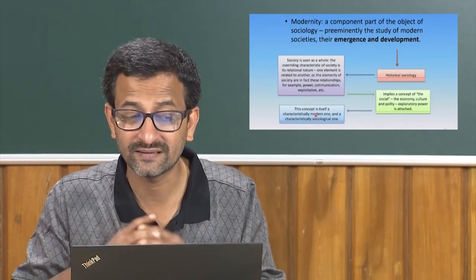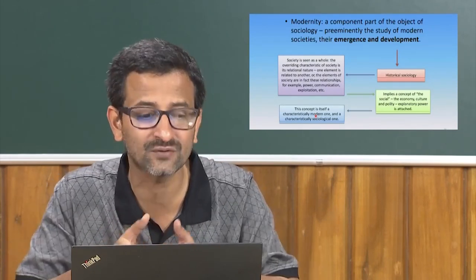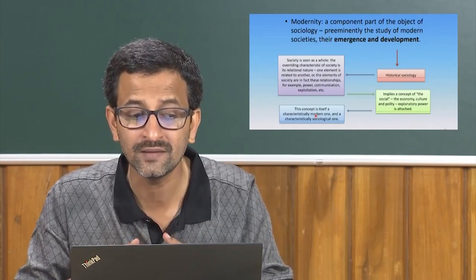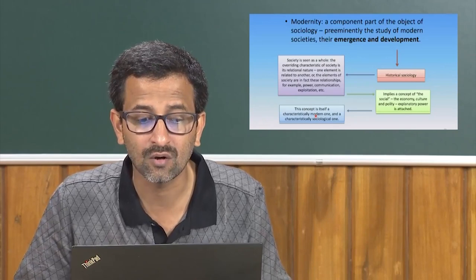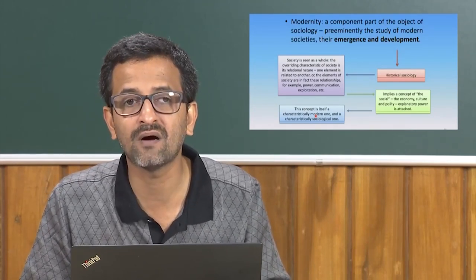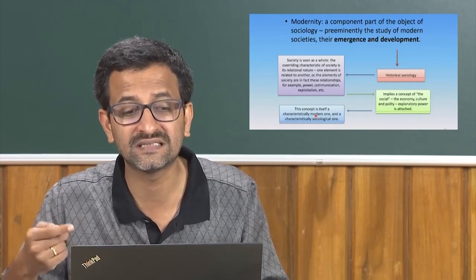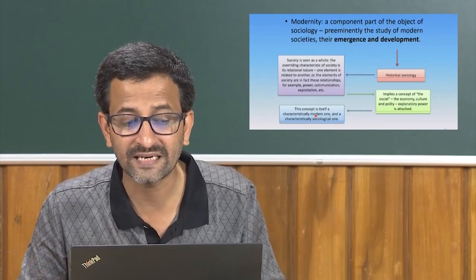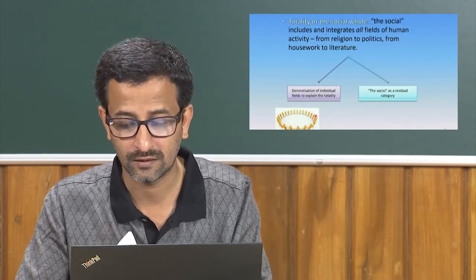When I say society is seen as a whole, I mean the overriding characteristic of society is its relational nature. One element is related to another, or the elements of society are in fact these relationships. For example, power, communication, exploitation, and so on. And this concept is itself a characteristically modern one, and therefore a characteristically sociological one.